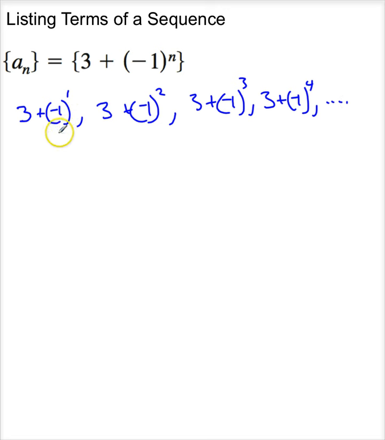So now let's figure out what these are. This is going to be 2, 4, 2, 4.